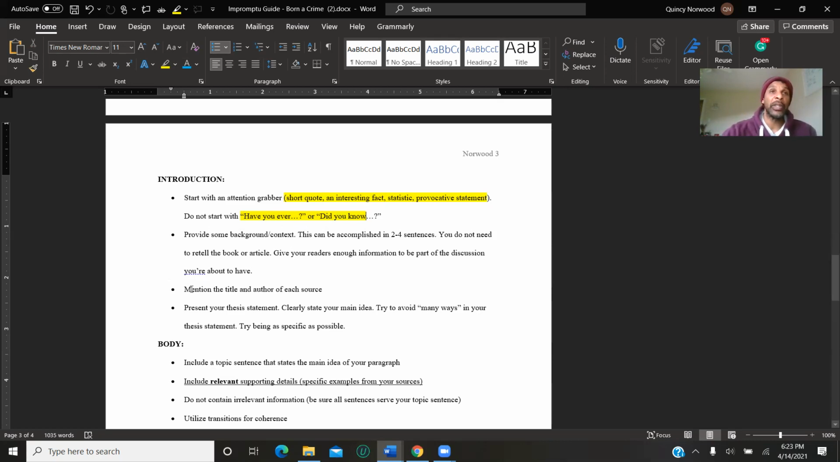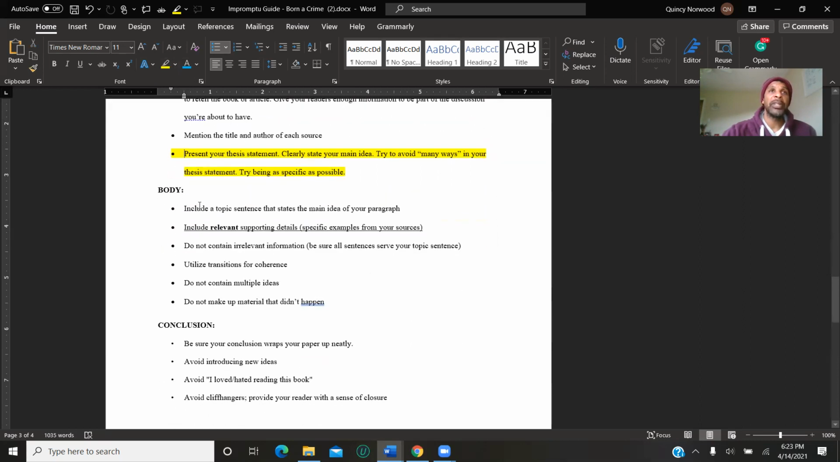Make sure you mention the title and author of each source. And then finally, the thesis statement. The thesis statement's most important. Okay. And then body paragraphs: topic sentence, relevant supporting details. Okay. One idea per paragraph. All right. One idea per paragraph.